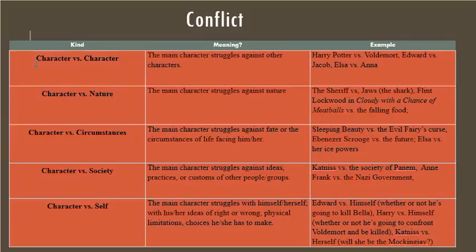Character versus character conflict is when the main character struggles against other characters. Examples of this are when Harry Potter is against Voldemort, or Edward versus Jacob, or Elsa versus Anna.